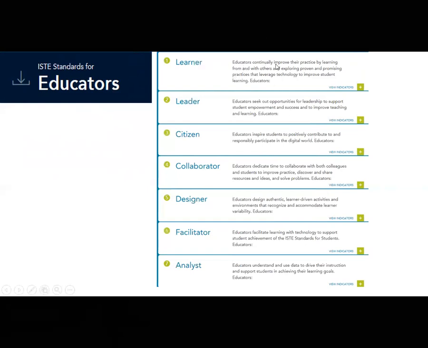But the learner: educators continually improve their practice by learning from and with others and exploring proven and promising practices that leverage technology to improve student learning. Now, remember, you are a learner and you learn through technology. That's what they mean there. You, the teacher, are a leader. An educator seeks out opportunities for leadership to support student empowerment and success and to improve teaching and learning. You, the educator, are a better citizen. Educators inspire students to positively contribute to and responsibly participate in the digital world. I can't tell you how many teachers made critical mistakes in the last presidential election cycle.